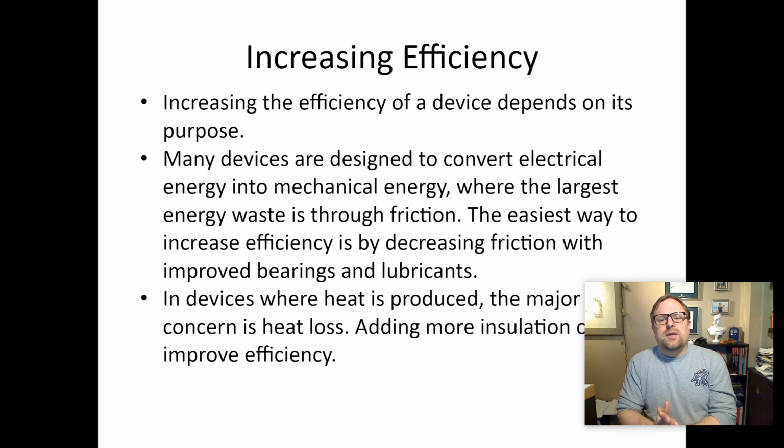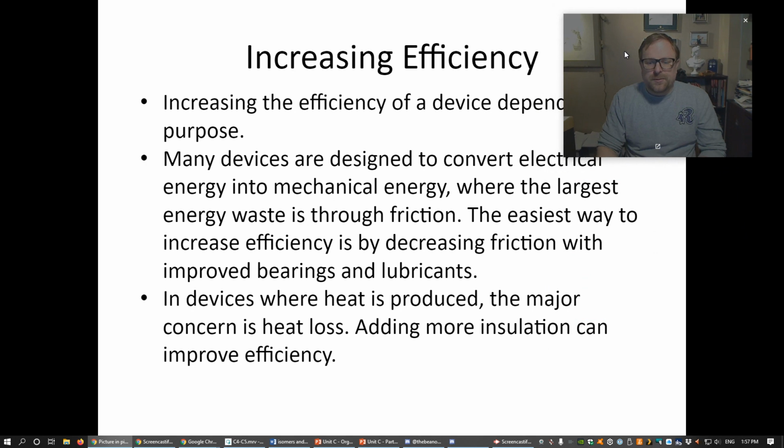Many devices are designed to convert electrical energy into mechanical energy, where the largest energy waste comes through friction. Okay, that's when we have mechanical energy, usually there's parts that move past each other that creates friction. The easiest way to increase efficiency is by decreasing friction with improved bearings or lubricants. Some of the best new vehicles out there on the market, the electrical vehicles, have a lot fewer moving parts in them. And that's one of the reasons why they are so efficient, is that they have much less parts moving, so they generate much less friction, which makes them a lot more efficient.